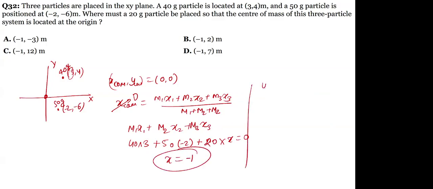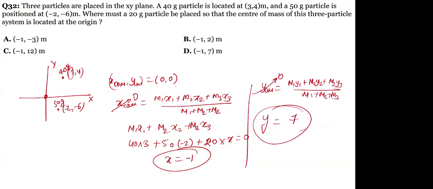Similarly, when you calculate Y center of mass, the formula will be M1 Y1 plus M2 Y2 plus M3 Y3 divided by M1 plus M2 plus M3. Again, Y of center of mass is also 0. You put down these values. The Y center of mass is coming out as 7. So option D is the correct one. -17 will be the coordinate of the particle of 20 gram so that the center of mass lies at the origin.